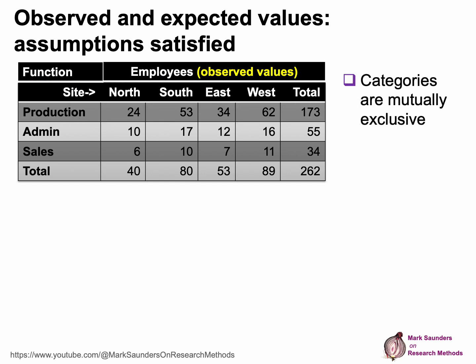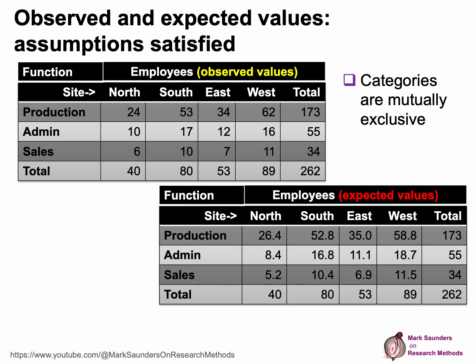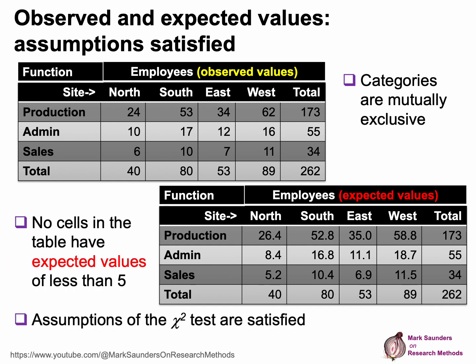And as we can see, again, the categories are mutually exclusive. If a person is employed on the west site, they would not also be employed in production on the east site, and so on. We can now calculate our expected values, and what we can see here is the number that we would expect to have occurred if there was no patterns whatsoever. And here we can see no cells in the table have an expected value of less than 5. And this means that our assumptions of the chi-square test are satisfied. However, this is not always the case.